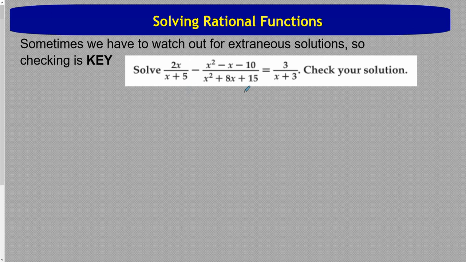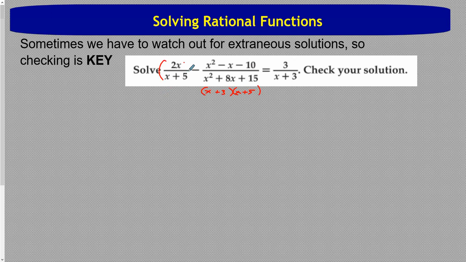The first thing we have to do, though, is factor this to see what its factors are. So that's x and x. Factors of 15 that add up to 8 are 3 and 5. Well, that's good news because that is the common denominator, right? So I'm going to have to multiply the first fraction here by an x plus 3, and this last one by an x plus 5, but the middle one can stay the way it is.